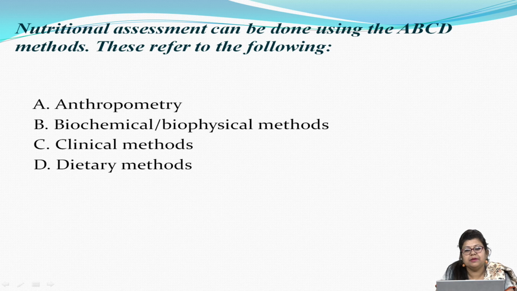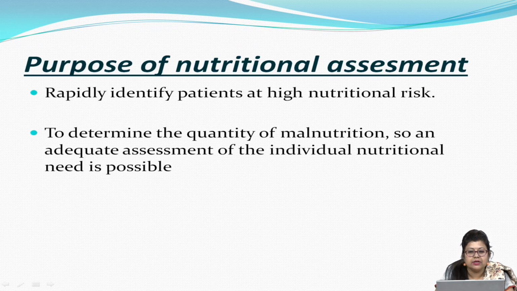Nutritional assessment can be done using ABCD methods. They are referred to as: A is for anthropometry, biochemical and biophysical methods, C is for clinical method, D is for dietary method. Talking about the purpose of nutritional assessment, it rapidly identifies the patient at higher nutritional risk to determine the quantity of malnutrition, so an adequate assessment of individual nutritional need is possible.